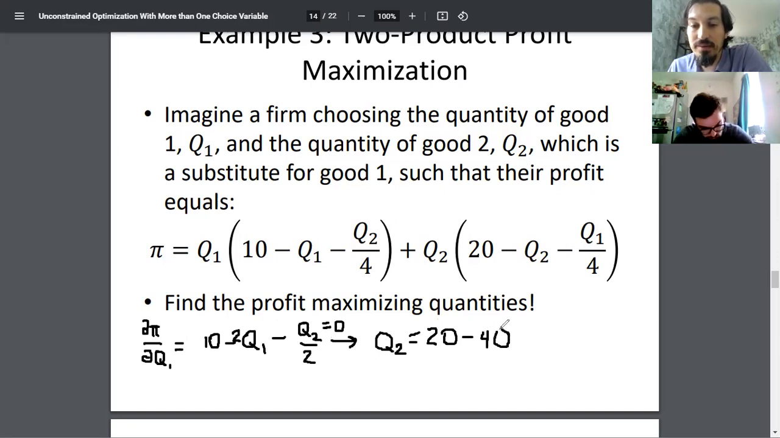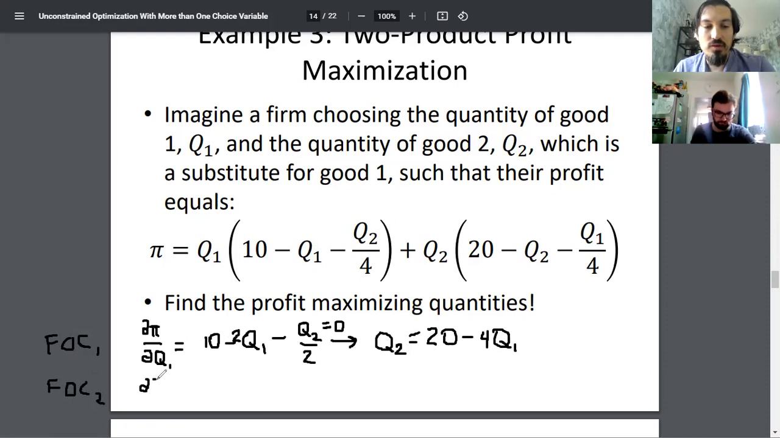This is not a solution by any means. It's really just one equation that we derived from this first order condition. This is FOC1. FOC2 is going to be similar.